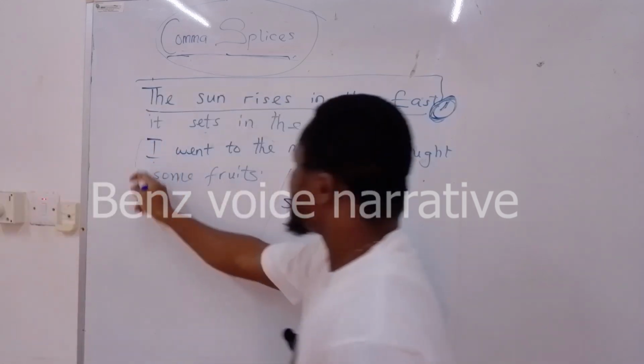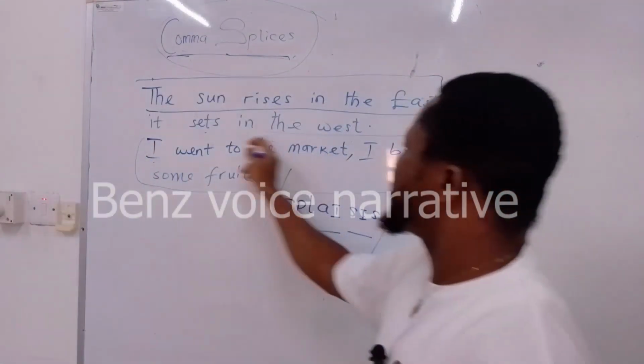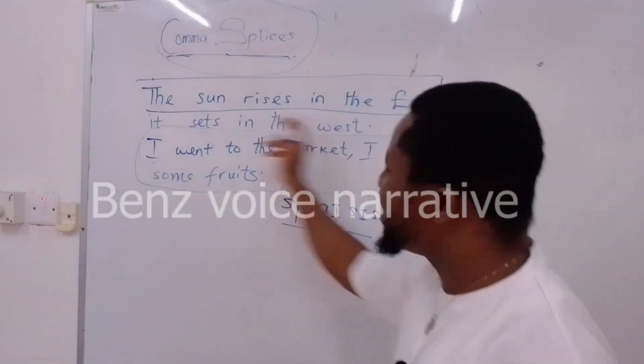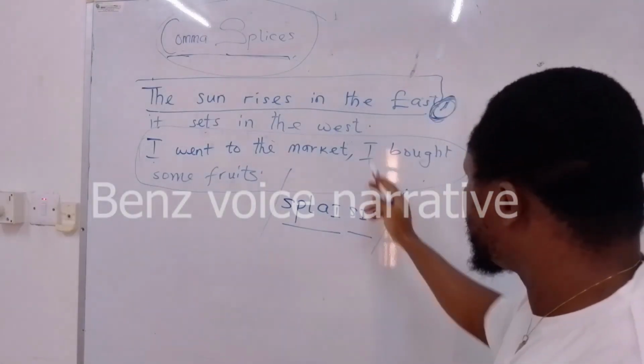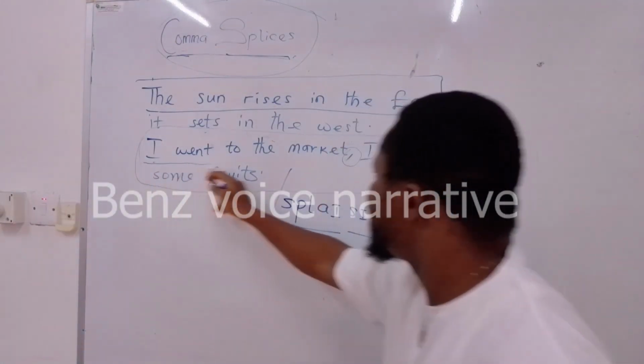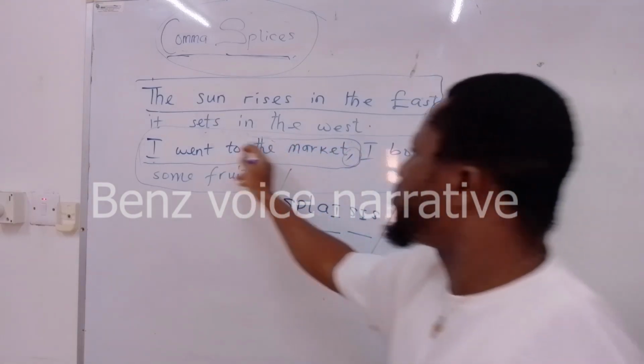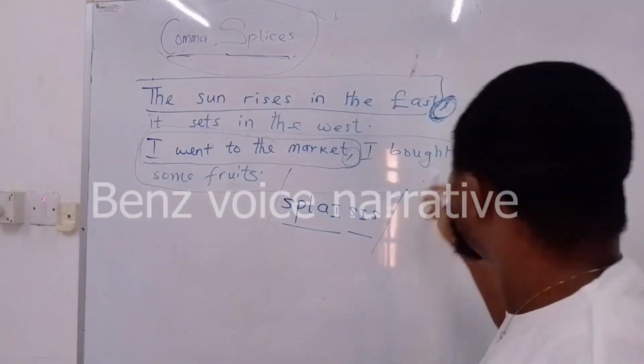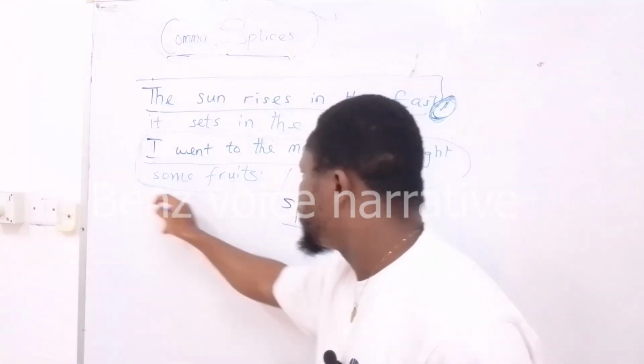Now, this expression is erroneous, as in mistaken. What's the mistake? The presence of this comma. Why? This is an independent clause: I went to the market. Complete. I bought some fruits.